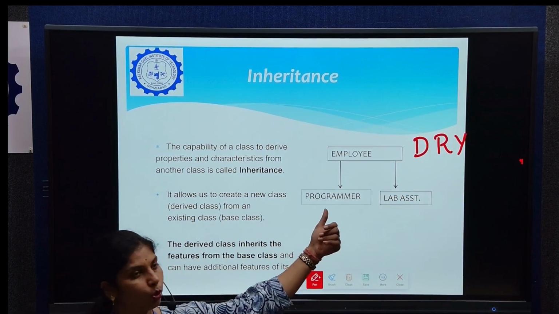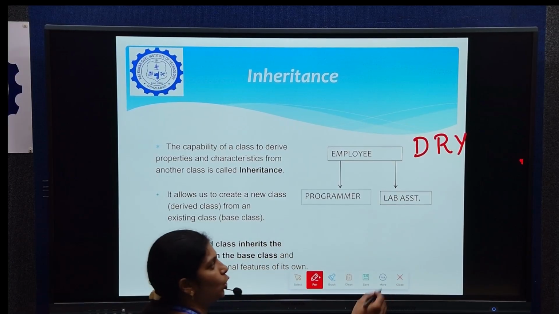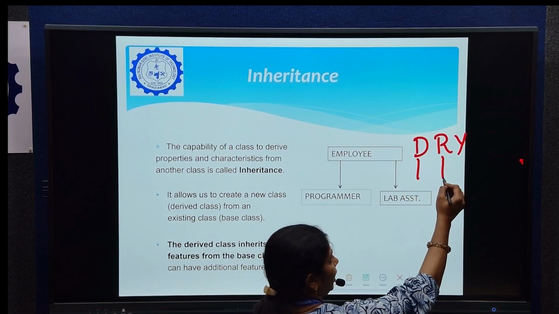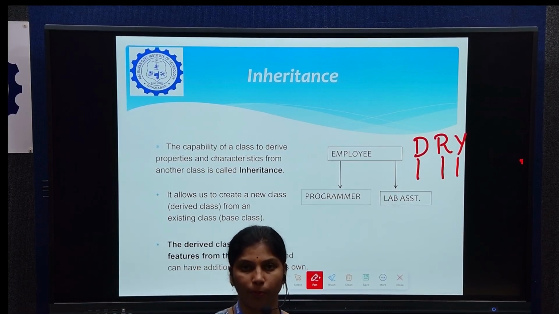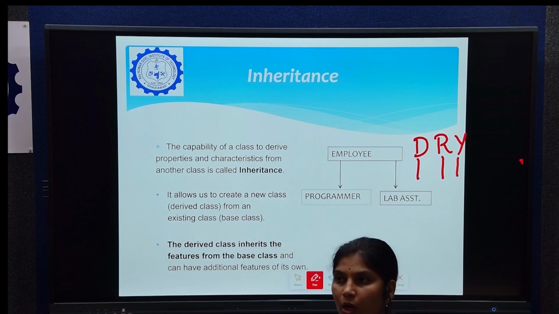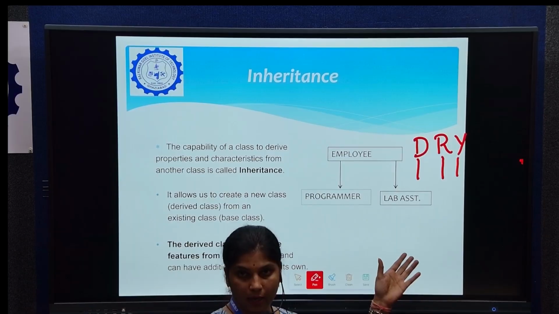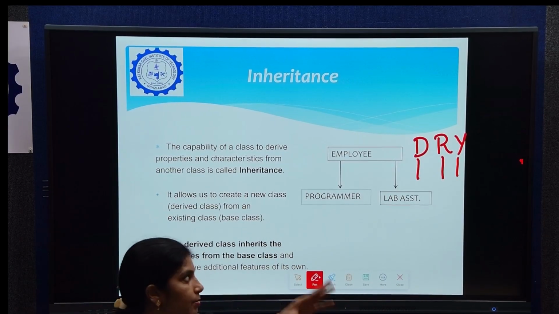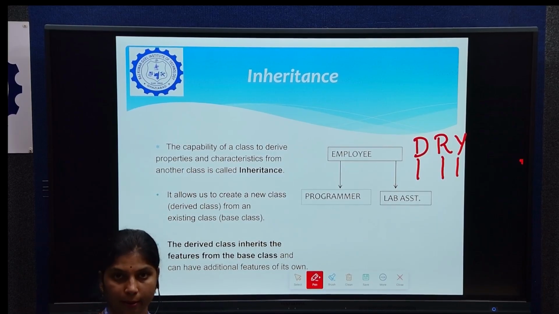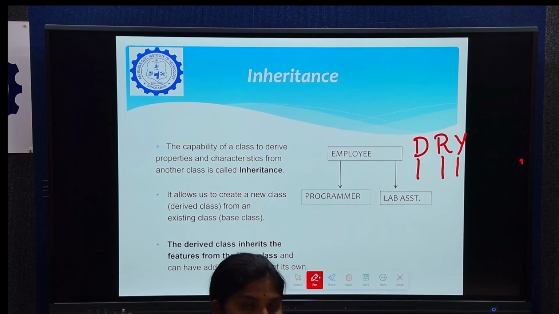DRY. It is one of the good concepts of programming principles. DRY means do not repeat your code. It means there is no need to repeat your code in a particular program again and again. If this is the case, then we apply some inbuilt concepts like inheritance into our program, so that reusability of code can be increased and repetition of code will be reduced, right?